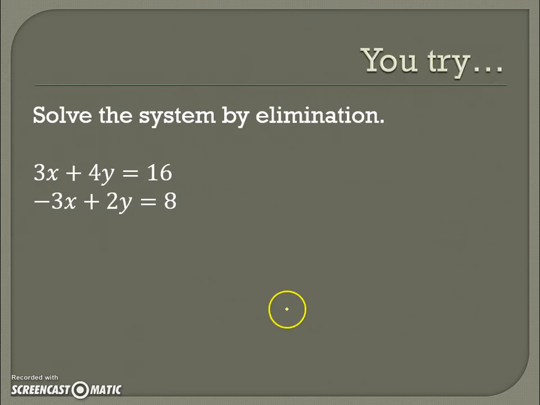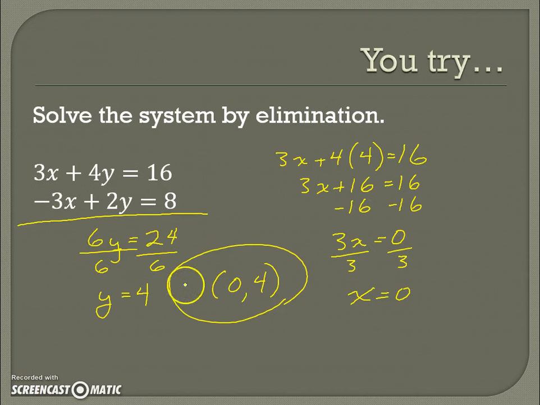Here's one for you to try. Go ahead and pause. The answer will be up in 3, 2, 1. All right, so here's the solution I got, 0, 4. Here's my work, working it out. So you should go ahead and check that. If you got it wrong, try to find your mistake.